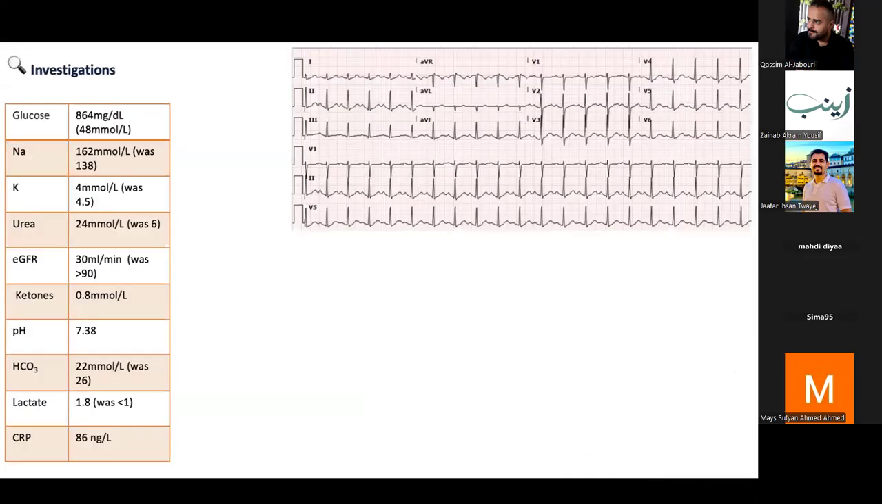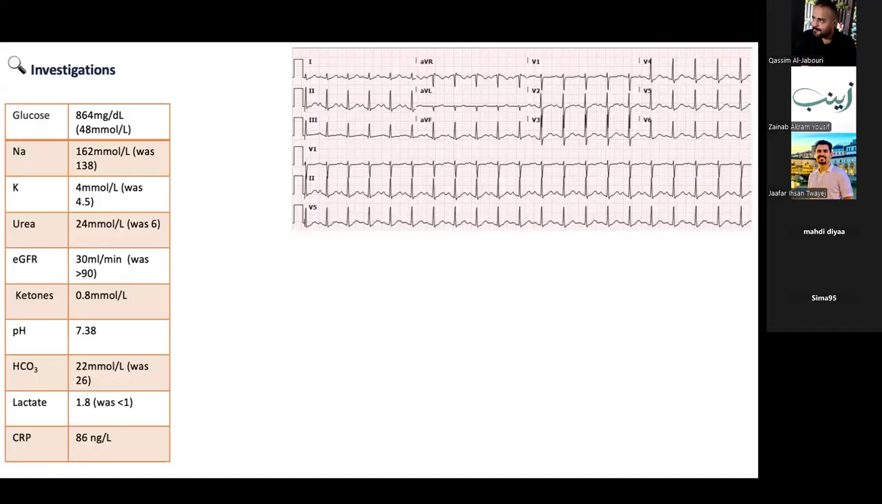Good. These are her initial bloods and her ECG. I need someone to break down, again, our problem list. When we see this patient, what are we listing as our issues or our problems? Any volunteer?